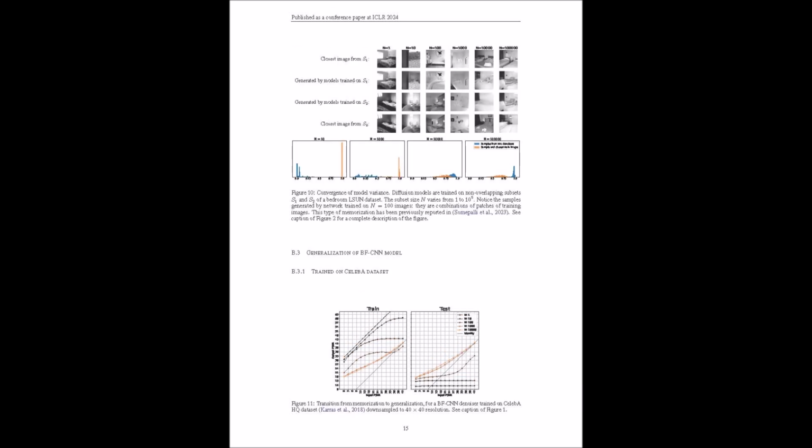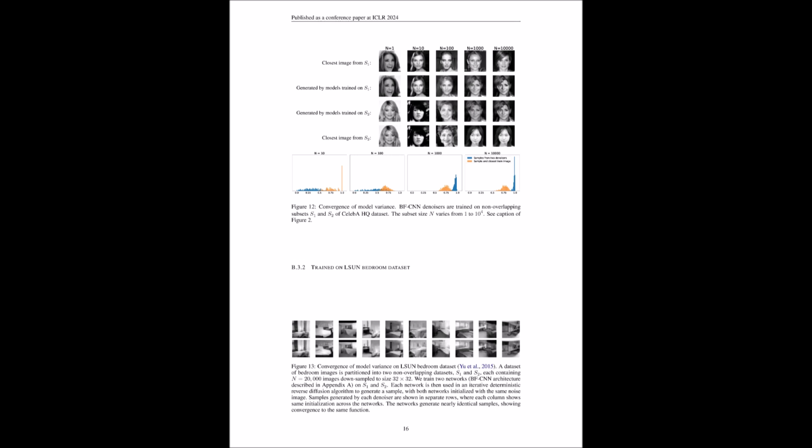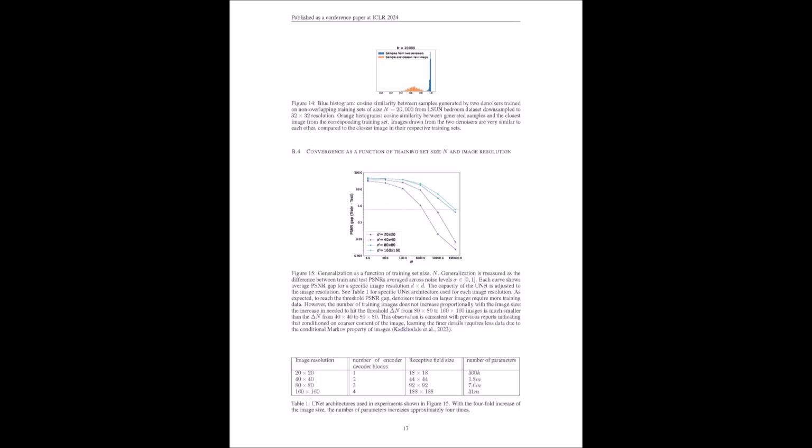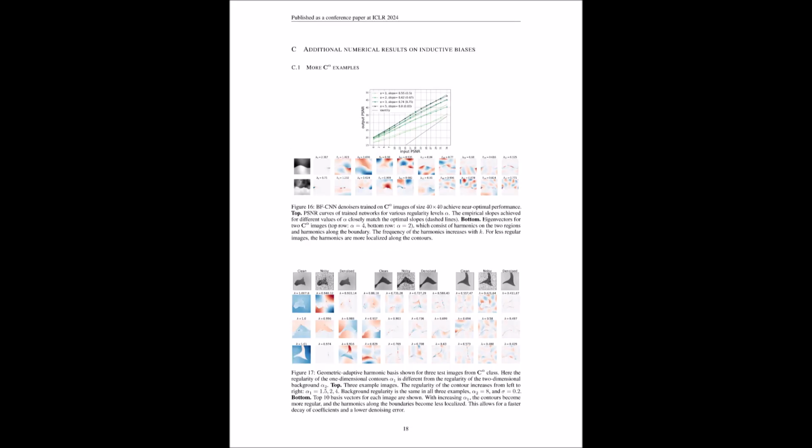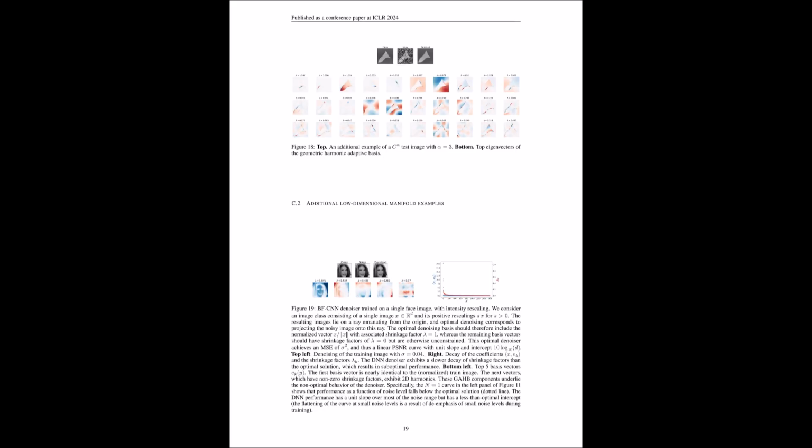So how did the researchers figure out if these AI models were just sophisticated copycats, or if they were really learning something fundamental about how to create? So they split their training data, which is just a massive amount of pictures, into two completely separate data sets. Yep. They trained separate diffusion models, one on each data set. And the question was, would these two models, having never seen the same images, still be able to create similar outputs?